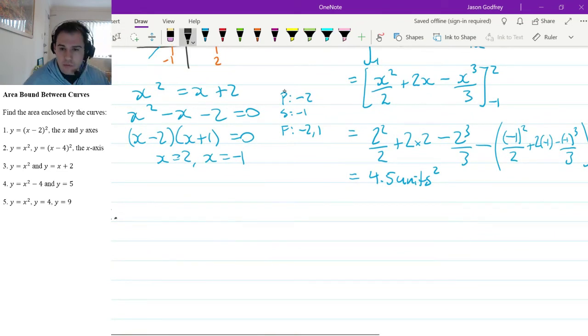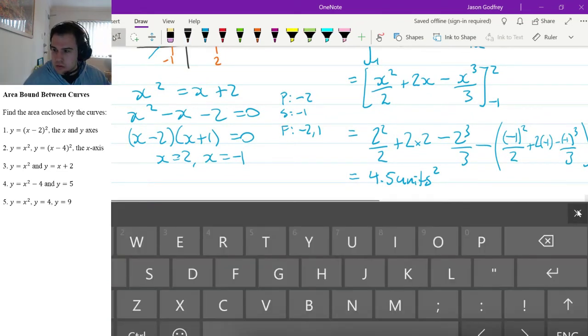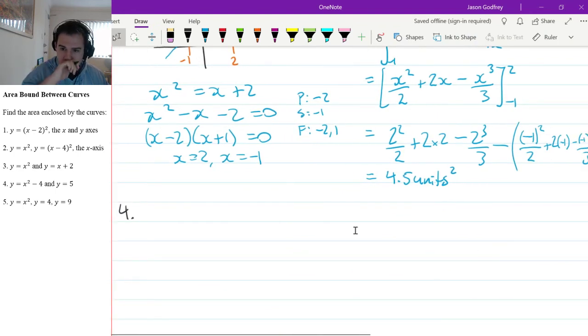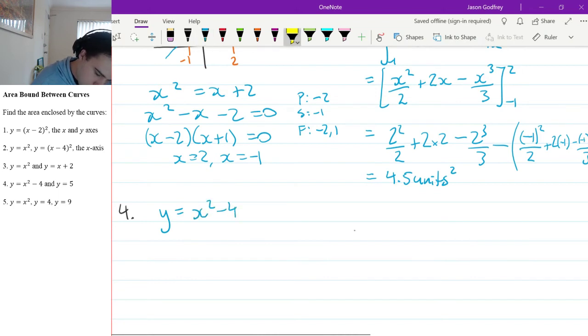Alright, question 4. I better move this back. y equals x squared minus 4, and y equals 5. So what does minus 4 do to the parabola? This moves it down by 4.